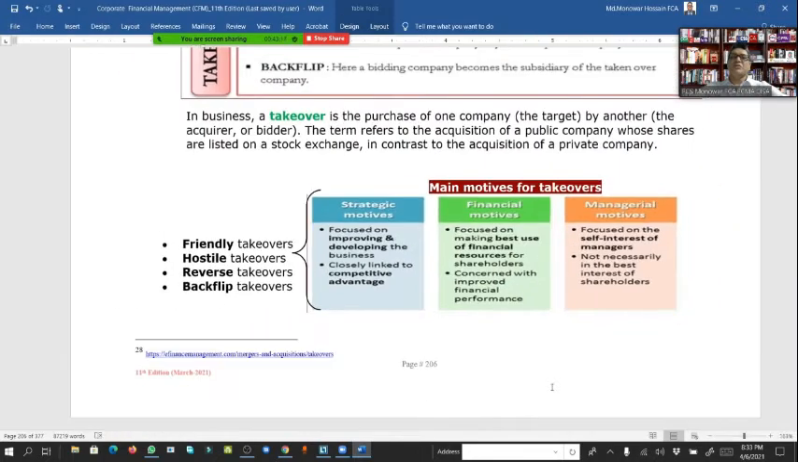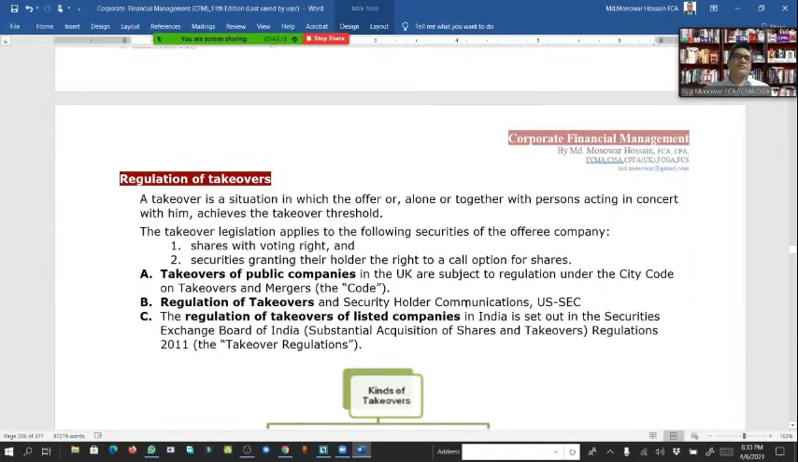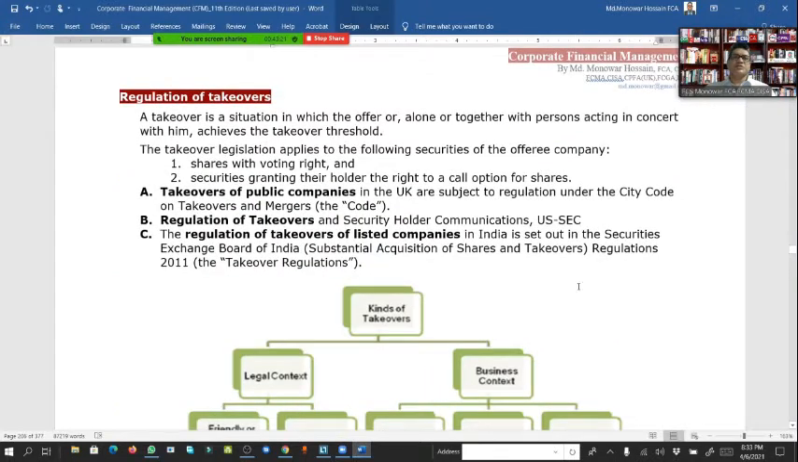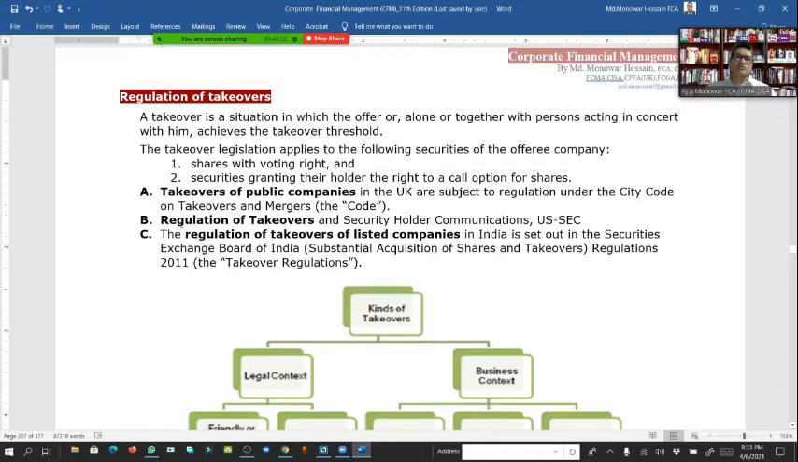These are the main motives of takeover. Now, regulation of takeover: in the USA there is some regulation also. The US Securities and Exchange Commission has the regulation, but takeover is a situation in which the offeror, alone or together with persons acting in concert with him, achieves the takeover.